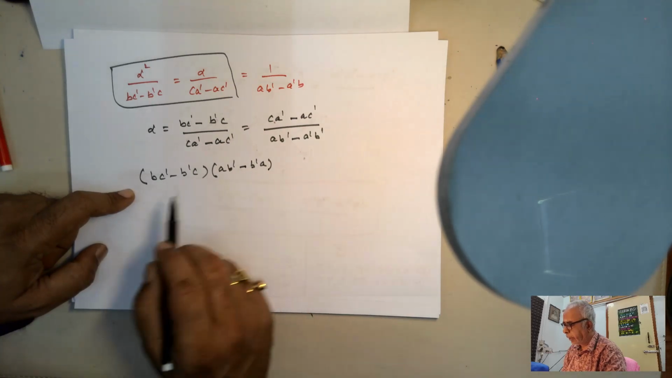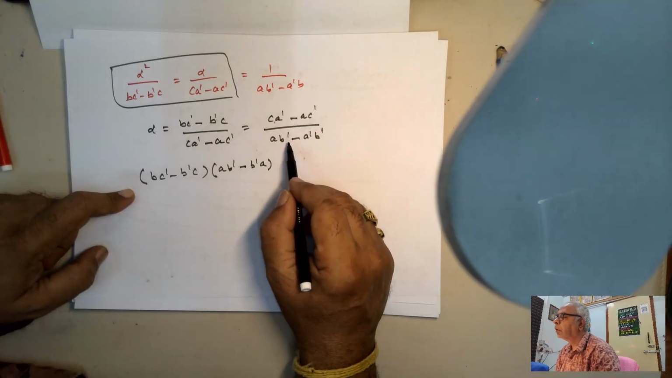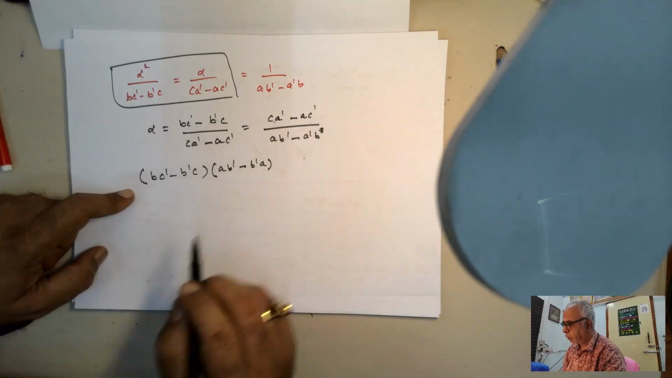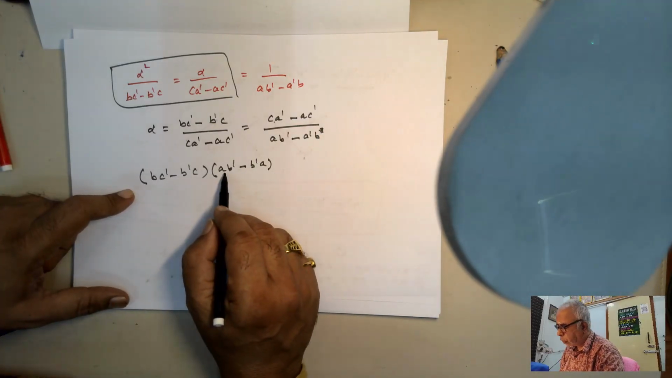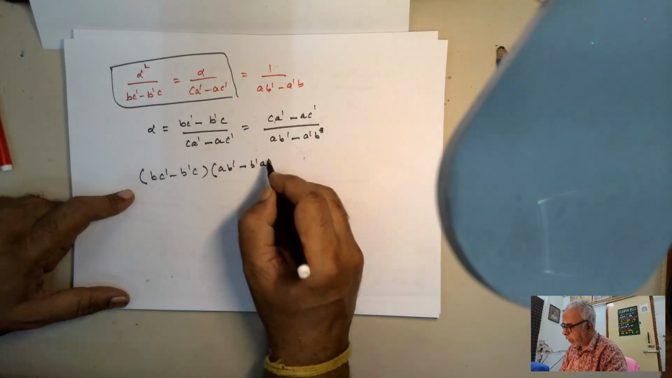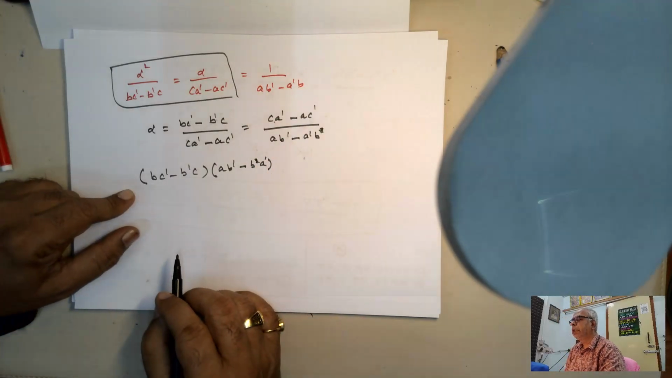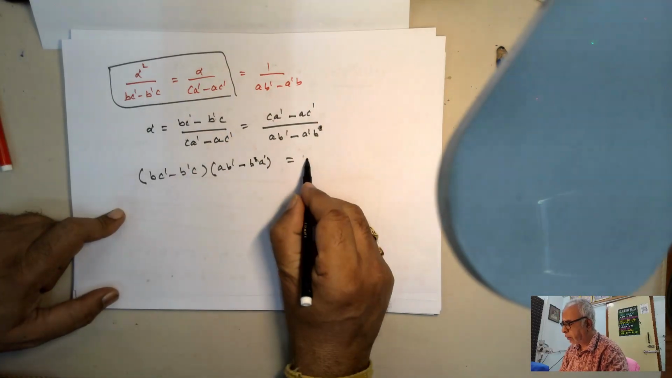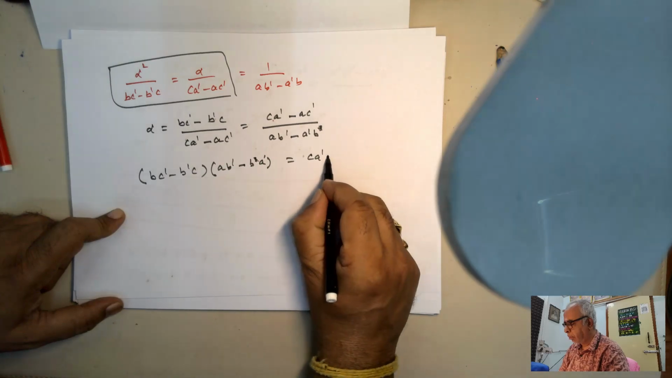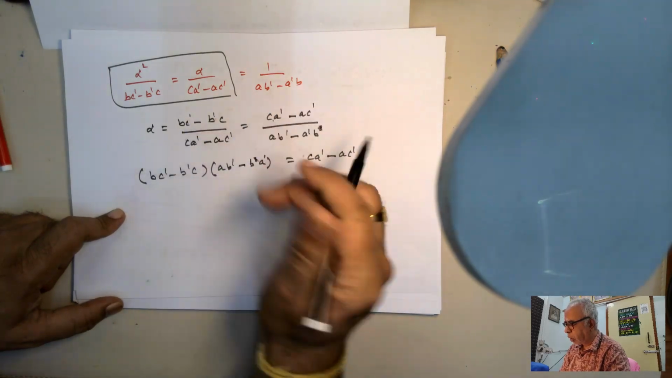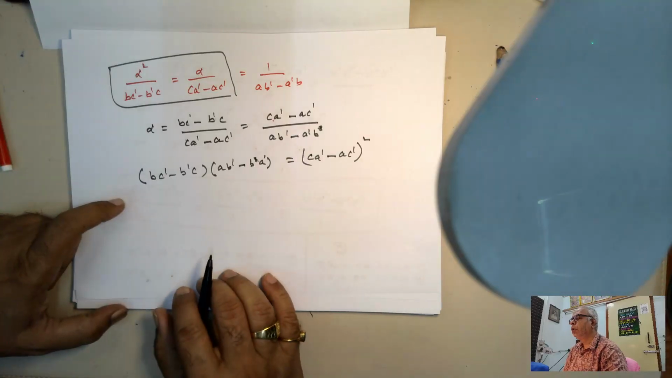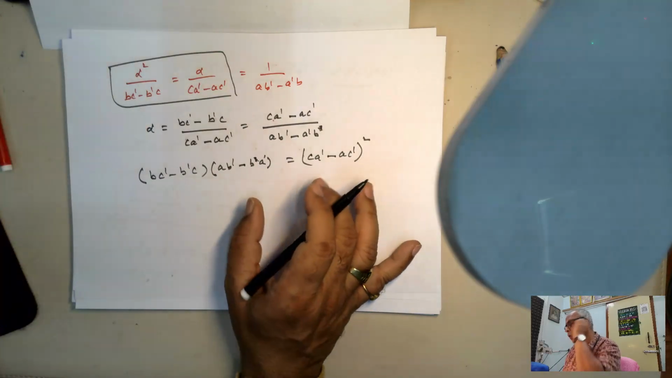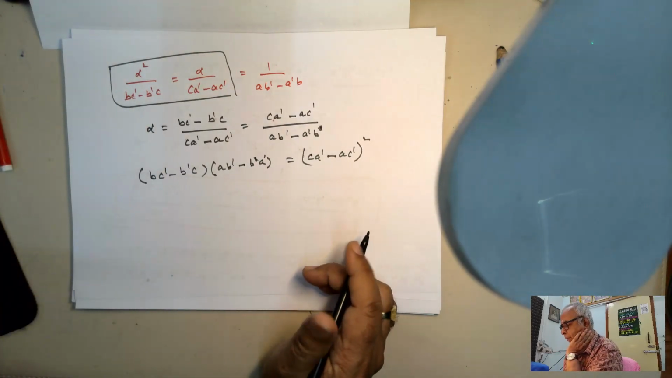B dash A. I think I have made a mistake here. It should be A dash B. Yes. So it should be AB dash and A dash B. Then, these two can be multiplied. That is CA dash minus AC dash. Both of them are common terms, you can put square. So this is the condition for what? For this common root, that is alpha. You got this point?